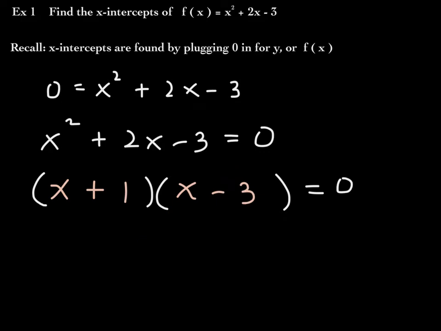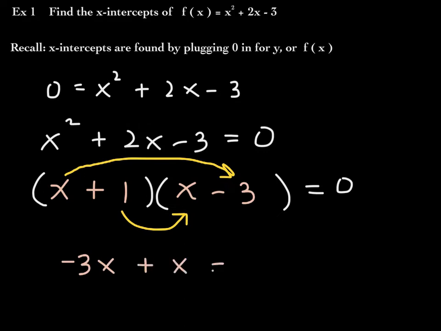So I have to also consider this product, x times negative 3, and this product, 1 times x. What would that give you? X times negative 3 is negative 3x, and 1 times x is positive x. And when you combine these two terms, you get negative 2x. The problem with that is your middle term is not negative 2x. It's positive 2x. So then this must be the wrong factorization.